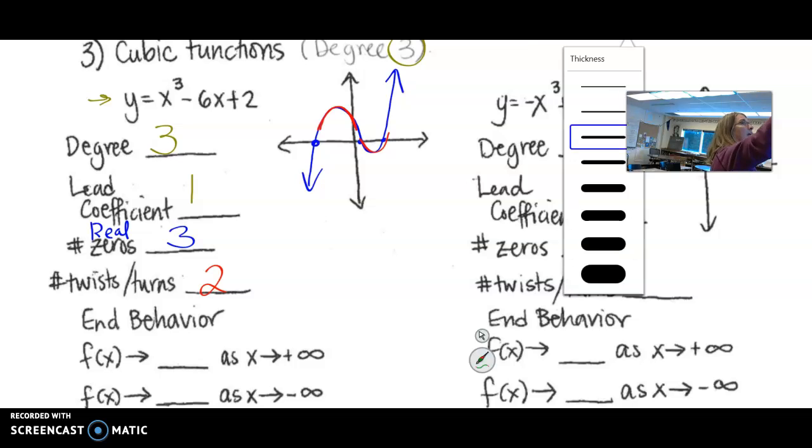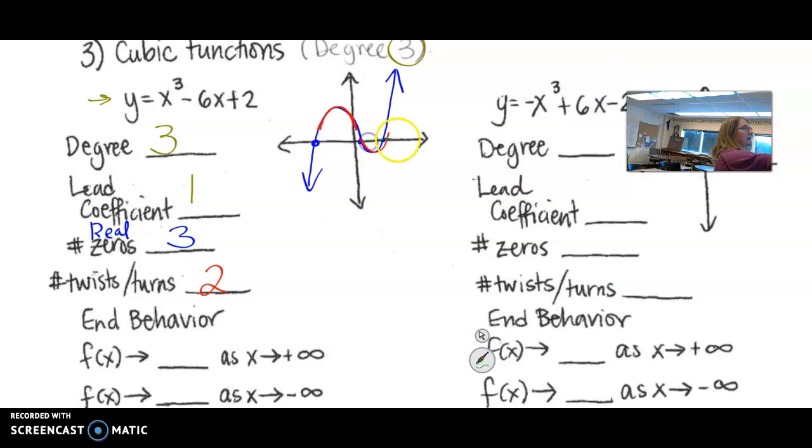All right, so then the end behavior. As x goes out this way towards positive infinity, the y coordinates are heading up. So as x goes to infinity, f of x goes to infinity as well. On the other side, as x goes out to the left, bigger and bigger negative numbers, these y coordinates are also going down forever to negative infinity. So as x goes to negative infinity, f of x goes to negative infinity.